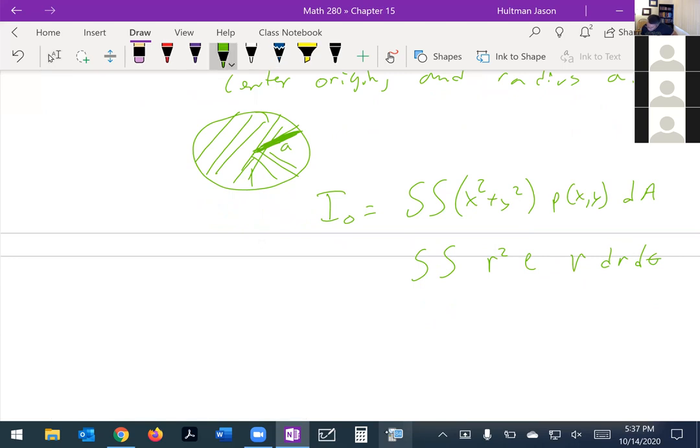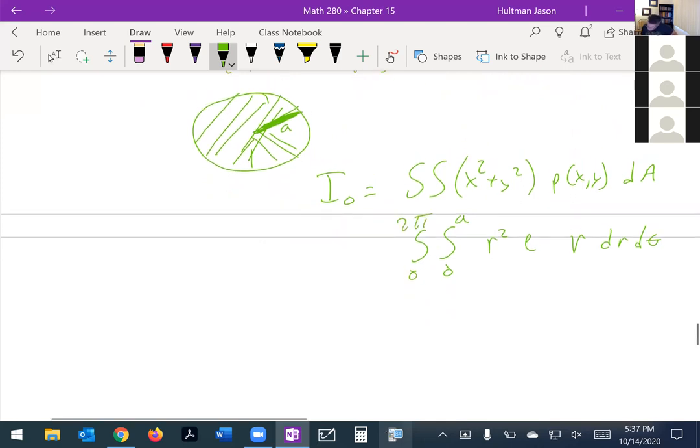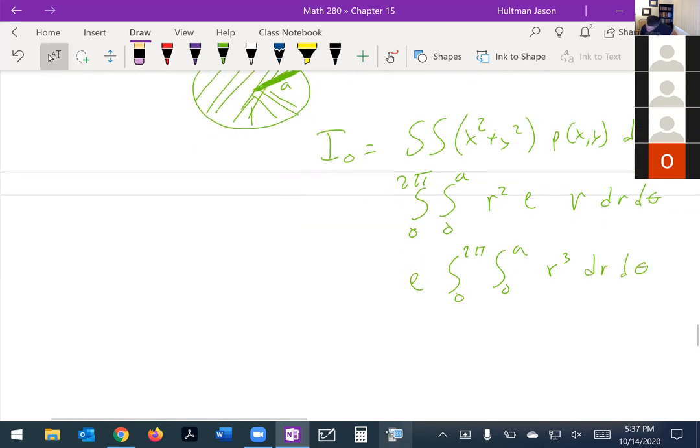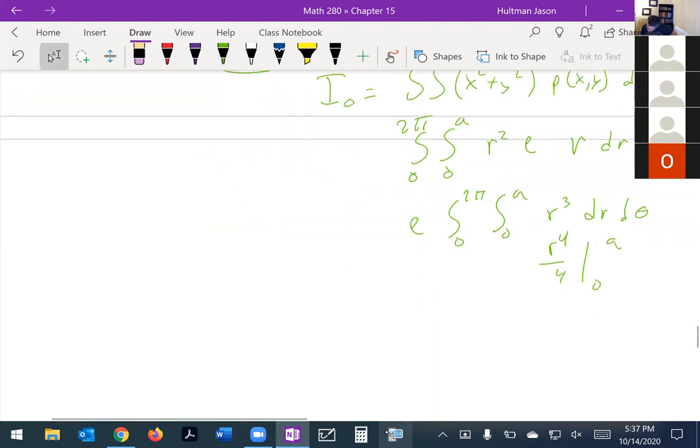And what does r go from? R goes from 0 to a. And what does theta go from? 0 to 2 pi. So this is really rho, which is a constant, so I'm going to pull that out. Then it's the integral from 0 to 2 pi, 0 to a of r cubed dr d theta. So this is going to be r to the 4th over 4, from 0 to a. So this is a to the 4th over 4.